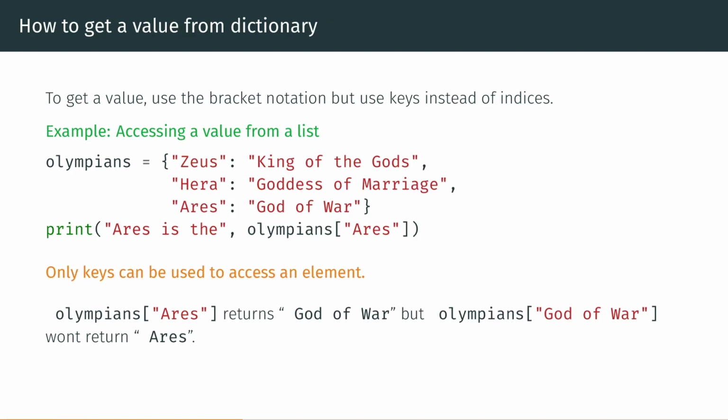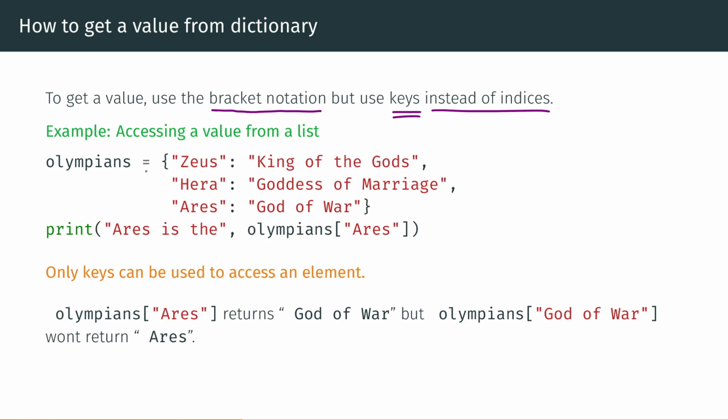So how do we get a value from a dictionary? As you might have noticed or sort of guessed by now, the way we access an element from a dictionary is very similar to that of a list, which is to say that we use the bracket notation, but instead of indices, we use the keys. So here is an example of how to access a value.